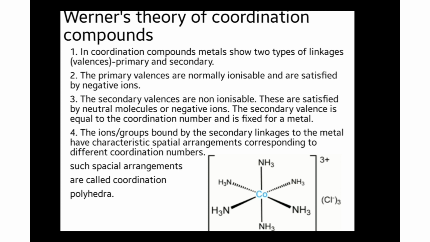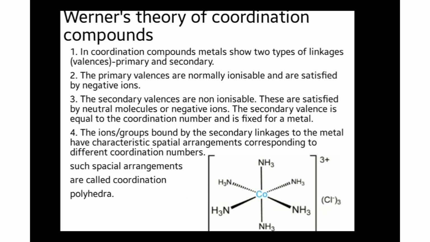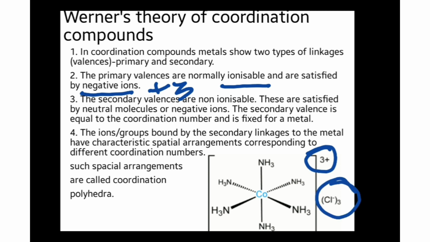The second postulate tells you what is a primary valency. Okay, so as I said, the primary valency is nothing but the oxidation state of the metal. In this case, cobalt will have an oxidation state of +3. So that is the primary valence. This primary valence is ionizable and satisfied by negative ions. So the +3 charge of this particular metal ion is being satisfied by the negative ion, that is Cl minus. So that is your second postulate.